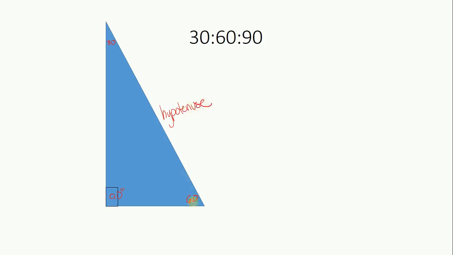This guy, 60 degrees, his side over here has to be longer than the 30-degree side, just because larger angle, more side. So we call this the long leg. The one across from 30, if you follow along, is the short leg of a 30, 60, 90 triangle. So just doing some labeling here.